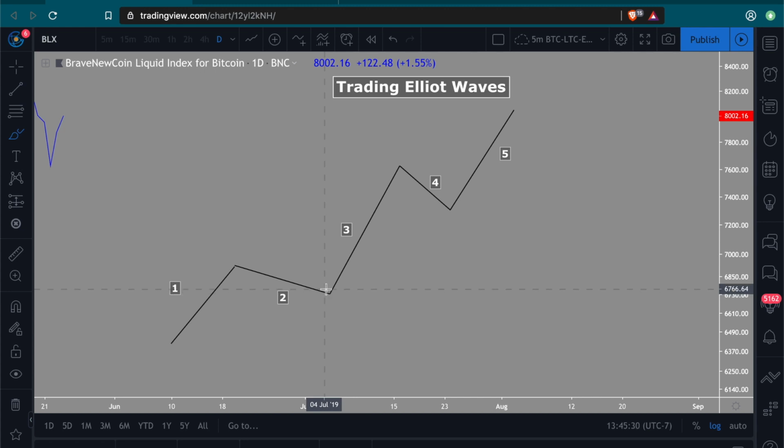Okay, and then the third wave is usually the most powerful wave. Okay, this is where news starts to turn very positive. Okay, the market and investment sentiment is starting to show more positive signs, and people that were originally on the sidelines are starting to get in this particular move right here.